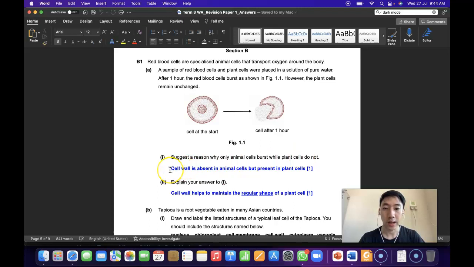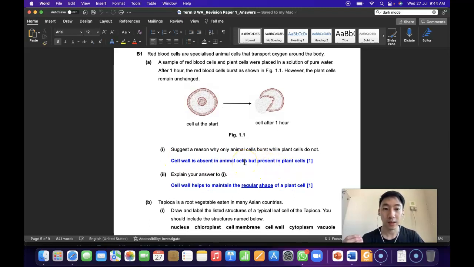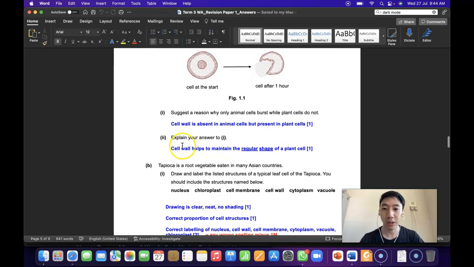That is because the animal cell does not have a cell wall, but there is a cell wall in the plant cell. This plant cell wall helps to prevent it from bursting. The reason why is because of osmosis. We'll cover this in Sec 2, but to put it briefly, water can enter into the cell and cause it to swell up. When it swells too much, it will burst. The plant cell can also swell up, but because of that cell wall, it does not burst, because it has something to protect it. So the cell wall helps to maintain the regular shape of a plant cell.